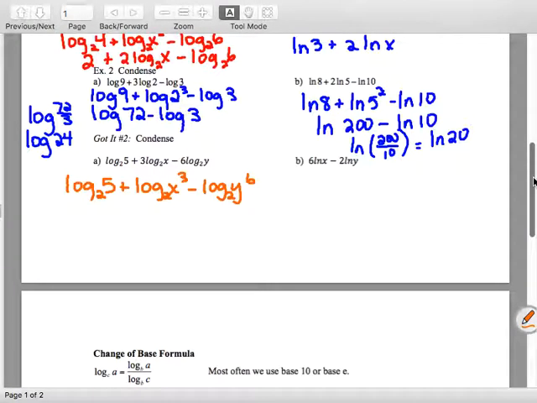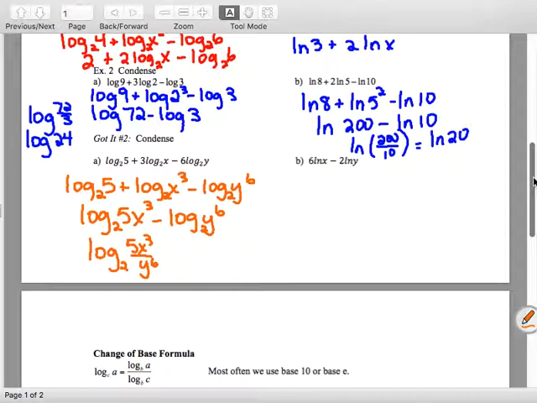Okay, got it. Letter A. When there's a number out front, you're going to bring the power up. That becomes the power property. So I have log 5 base 2 plus log x cubed base 2 minus log y to the 6th base 2. So I take the first two, and that becomes the log of a product. So that's log 5x cubed base 2 minus log y to the 6th. Then I've got a quotient. So that's 5x cubed over y to the 6th. Don't lose your base. Once in a while I'll catch myself, I lose the base there.